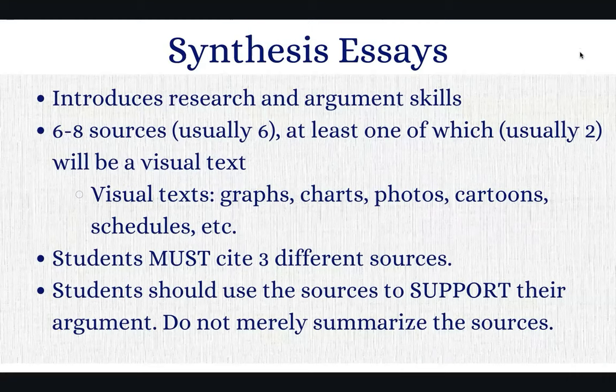Let's talk about synthesis essays. For a synthesis essay, they're going to provide you with 6 to 8 sources. It's usually 6. And at least one of these sources is going to be a visual text. Visual text can include graphs, charts, photos, cartoons, schedules. One of the key things about writing a synthesis essay is that you must cite 3 different sources. This means that if you cite source A, source B, and then source A again, you've only cited 2 sources. And based on the AP rubric, that can really hurt your score. So it's really important that you pick 3 different sources. It doesn't matter which 3, but you need 3 distinct sources.